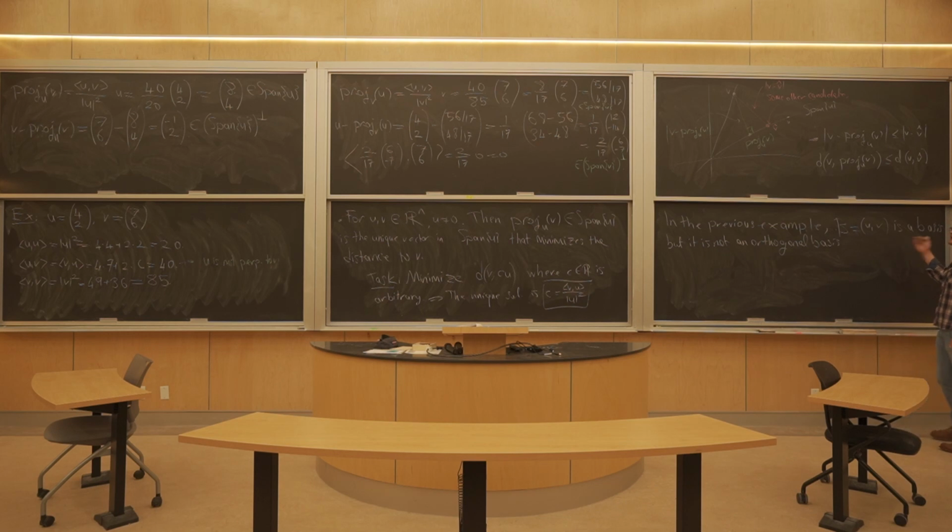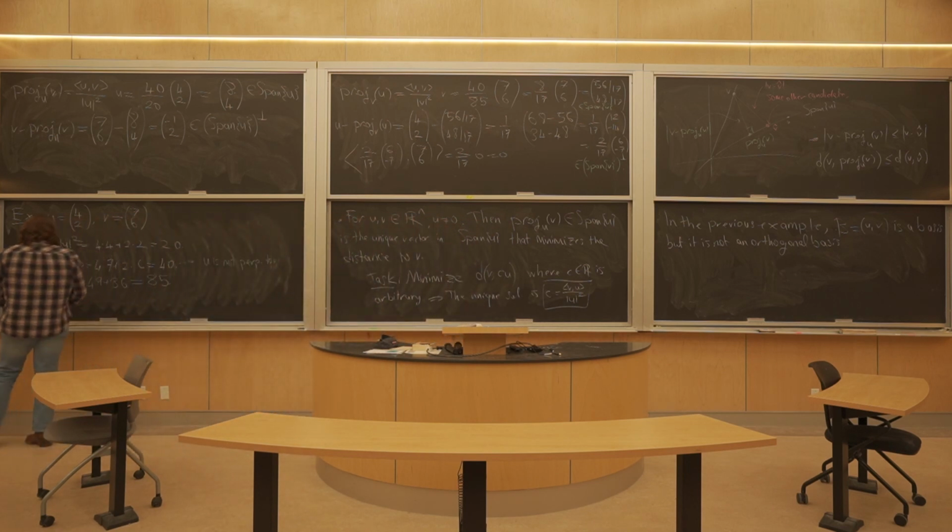Because U against V is not 0, they're not perpendicular. But still, what you can do is the following. You can start with the first vector. You take your first vector, which is U in this case, because I wrote there in beta, U, V. So U is my first vector.